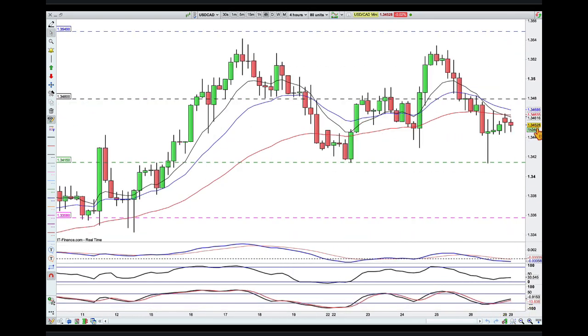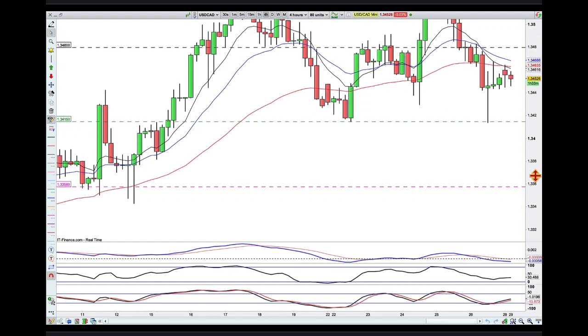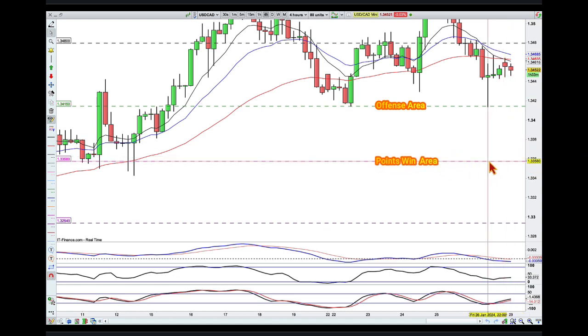So to summarize, my offense line is going to be at this 1.3415 area. I'm looking for another touch and a compression of price on this area. My point swing is going to be at the pink line around the 1.3360 area, and then my knockout at the purple line around the 1.33 level.